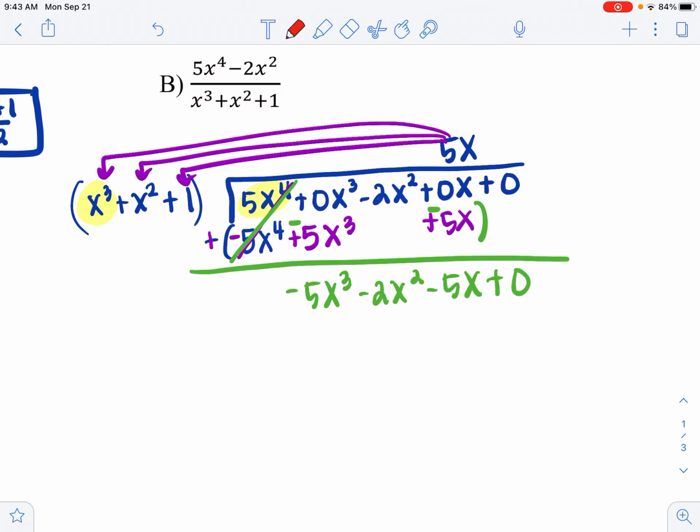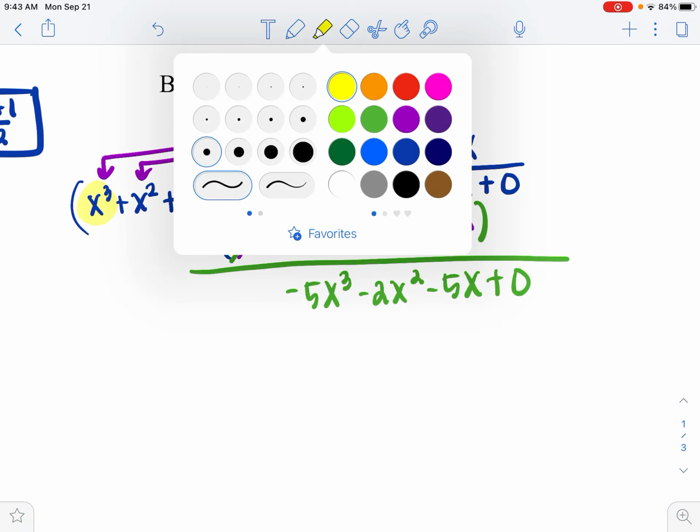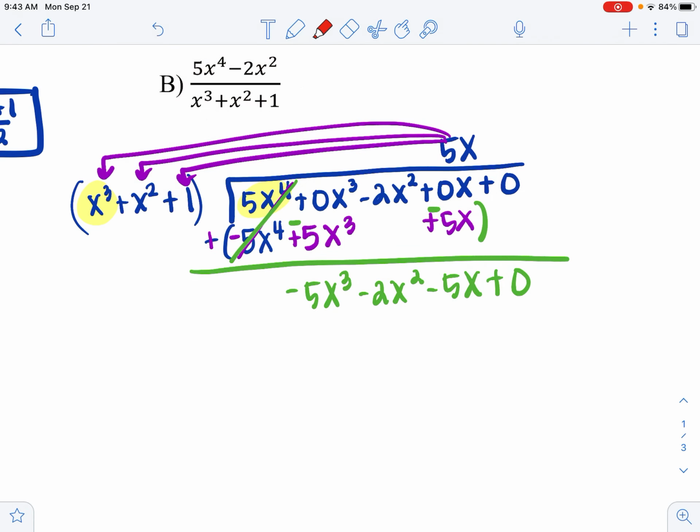Okay, moving on to my next step. Let me switch colors here. Remember, I'm going to pretend like nothing above this line exists. I'm going to look at my first term. What do I need to multiply an x cubed by to get it to be a negative 5x cubed? And the answer is negative 5. So I'm going to put a negative 5 up here.